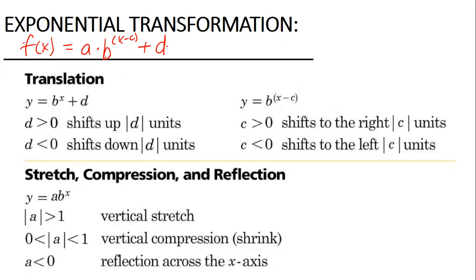Okay, so remember our d is our vertical translation. So that's what tells us whether we're going up or down. Our d also tells us our asymptote. Our asymptote depends on our d. Our asymptote is y equals d. Okay?